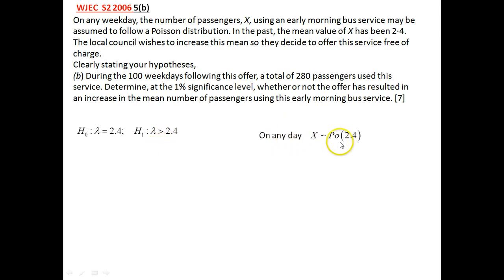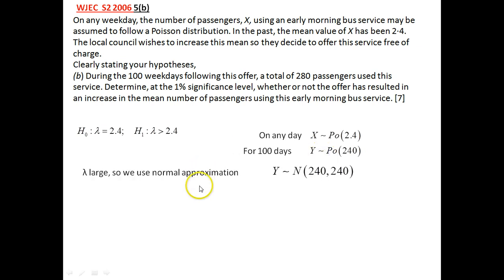So on any one day, our X is distributed in Poisson distribution with a 2.4 mean. But in 100 days, our mean increases to 240. Therefore, we are going to use a normal approximation where our mean and our variance are both 240. So we're now using normal distribution, but it's a discrete distribution, so we're going to have to use continuity correction.